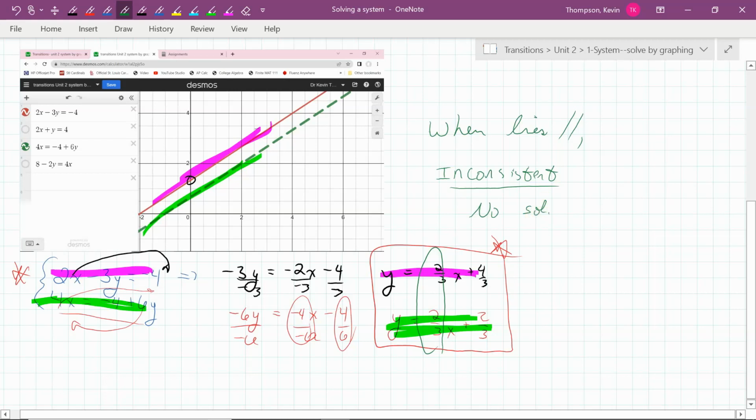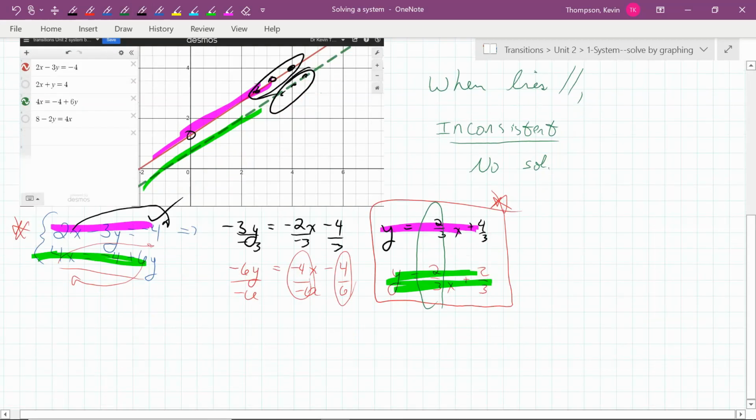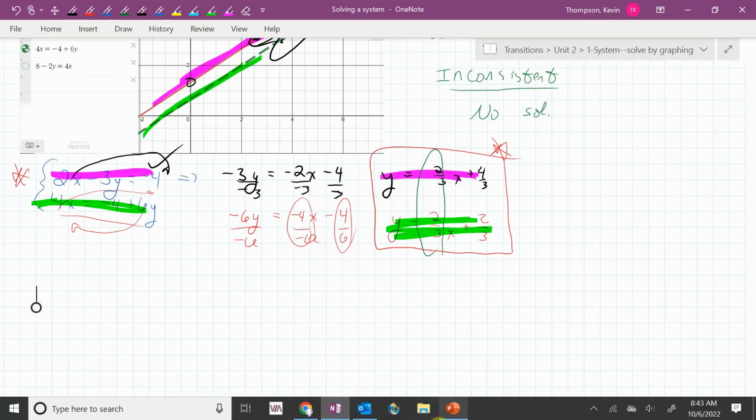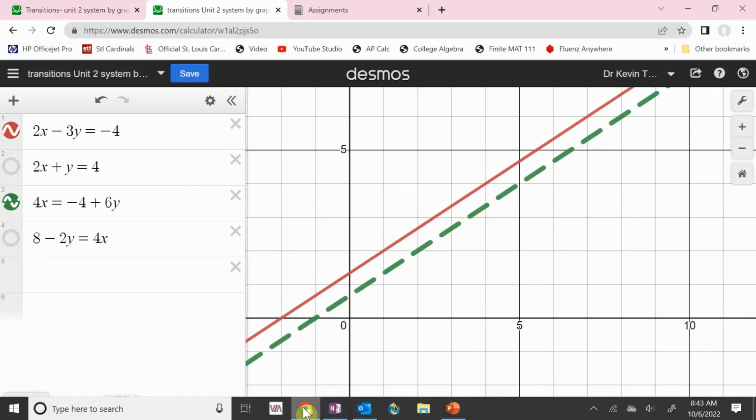Now the lines themselves definitely have points on them, right? There's points here, here, here. There's points that make the red line true. There's also points that make the green line true. It's just that they don't share any of those points. Okay, so that's one of the special things that can happen when we think about this graphically. There's one more special thing that can happen.